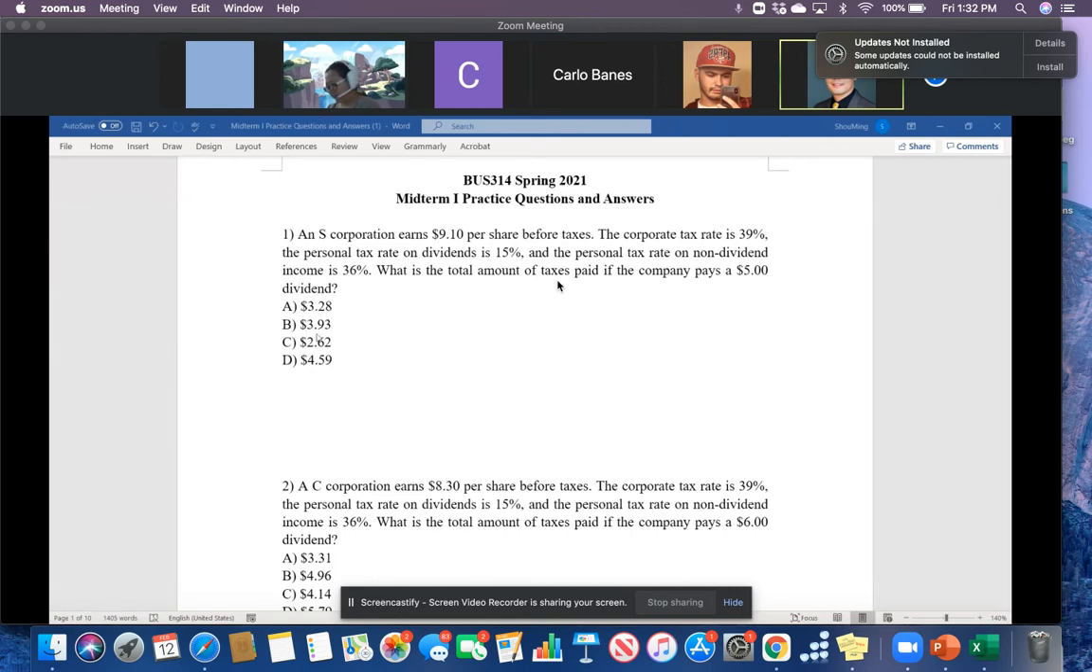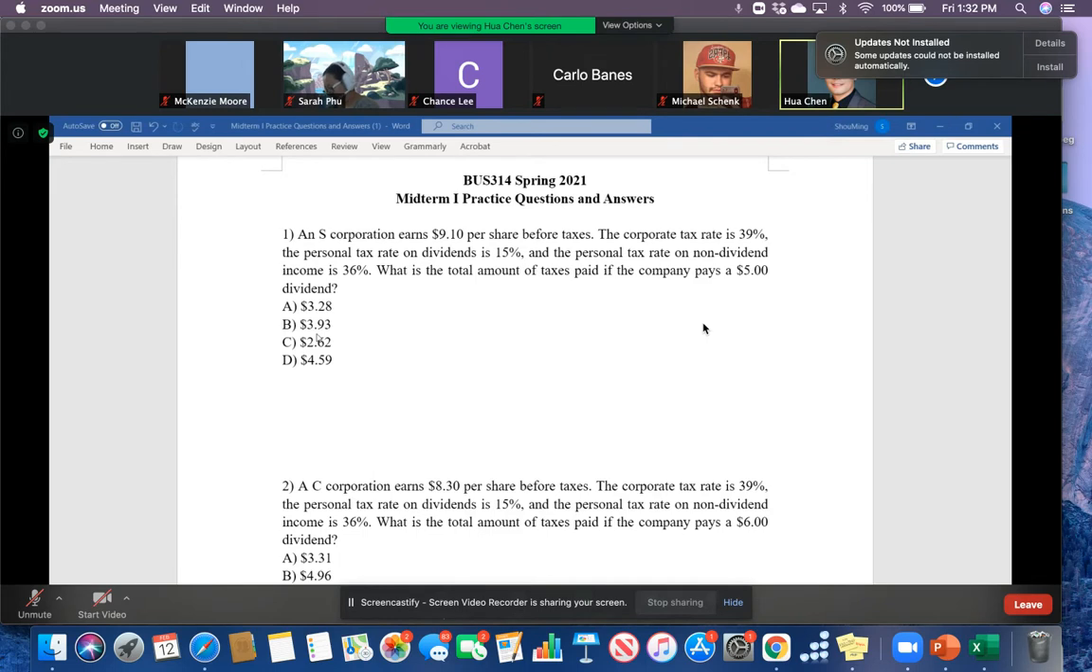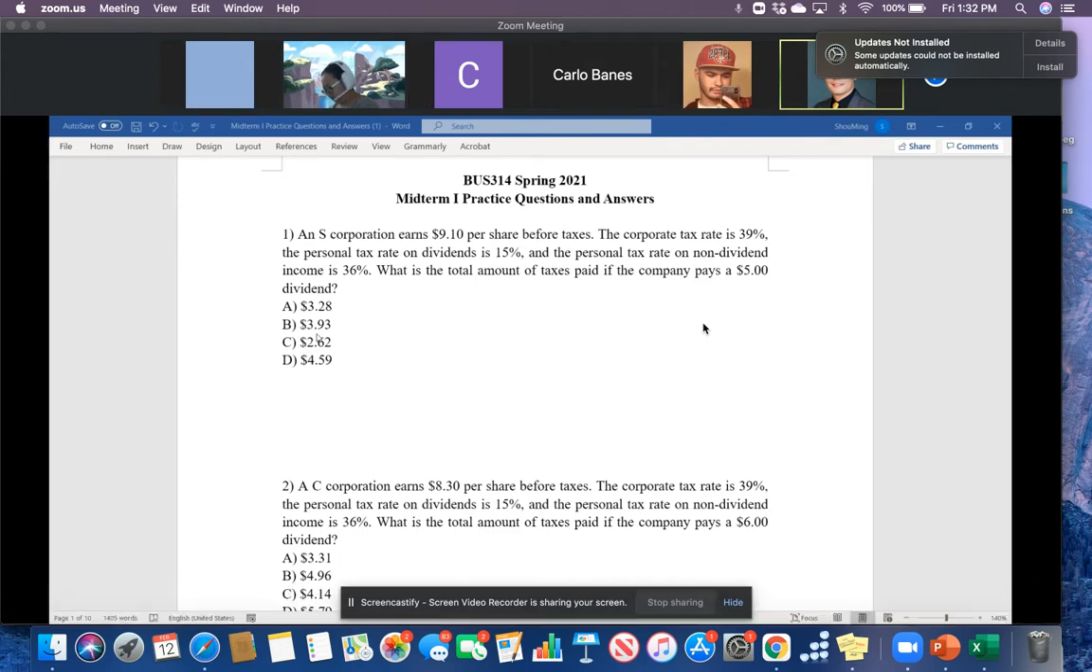ask you to calculate the tax amount you need to pay for S corporation and for C corporation. In terms of tax payments, the important difference between these two types of corporations is that for S corporation, you only need to pay tax once, right? So for the first question, this is an S corporation. You only need to pay tax once at the shareholder level.